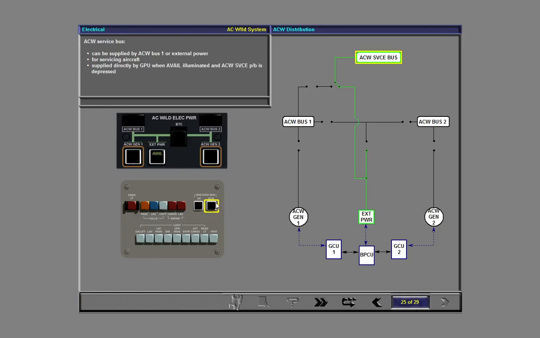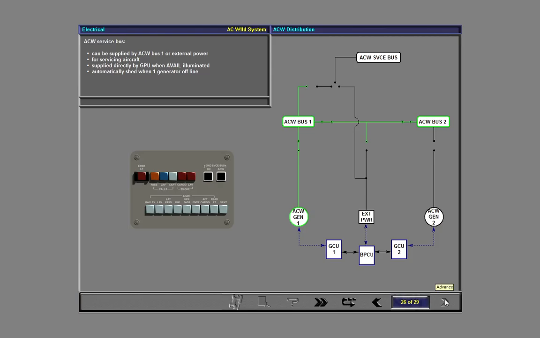The ACW service bus is supplied directly by the GPU when the avail light is illuminated and the AC wild service push button is depressed. The ACW service bus is automatically shed when one generator goes offline, and the shed light illuminates on the attendant panel.